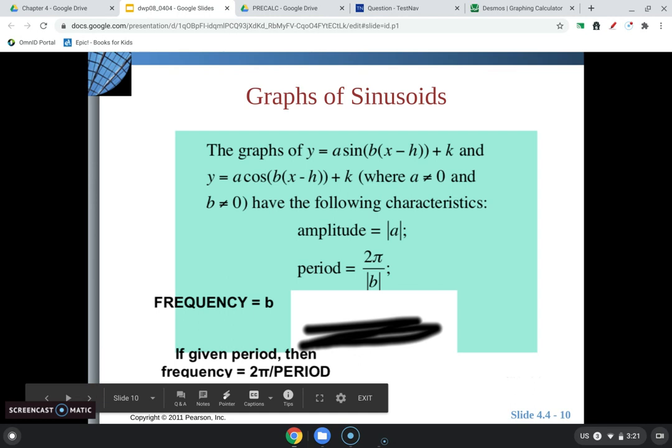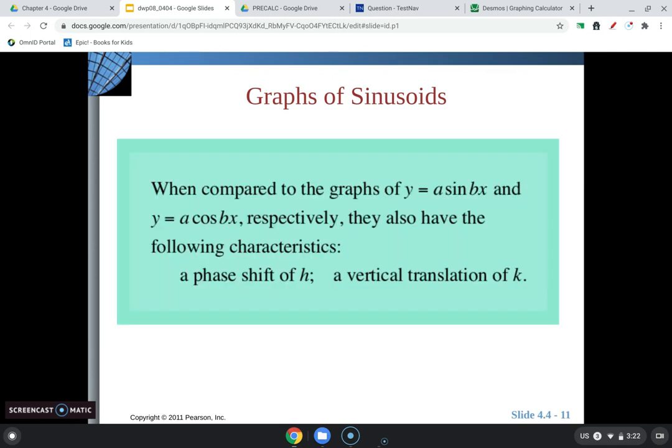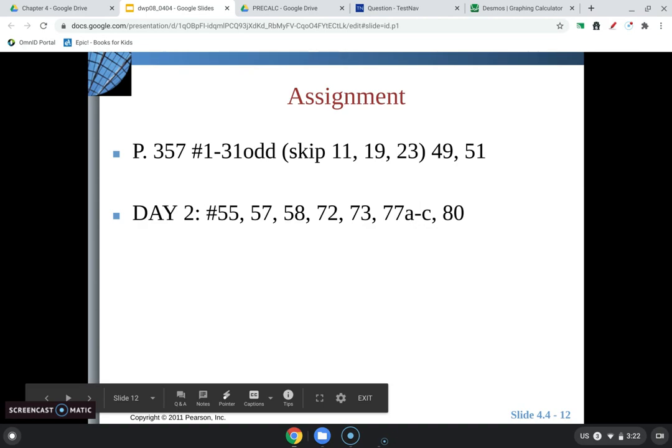so just to summarize, a is your amplitude, period is 2 pi divided by the b value. Frequency is b. If given the period, then the frequency is 2 pi divided by the period. 2 pi, or you can use 360 to go through that. All right. That is a wrap.